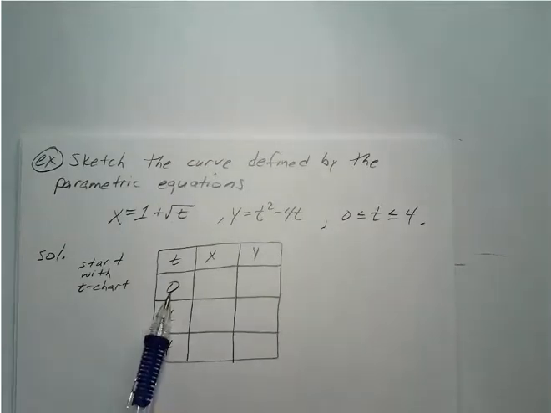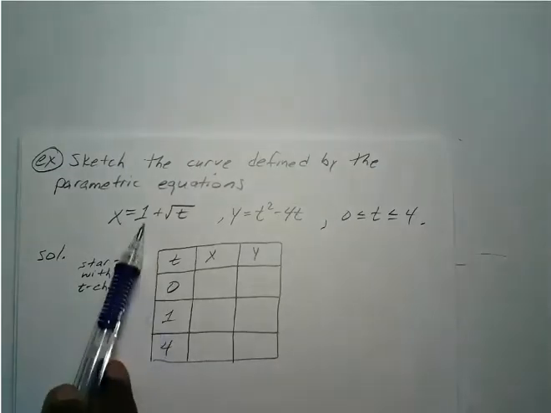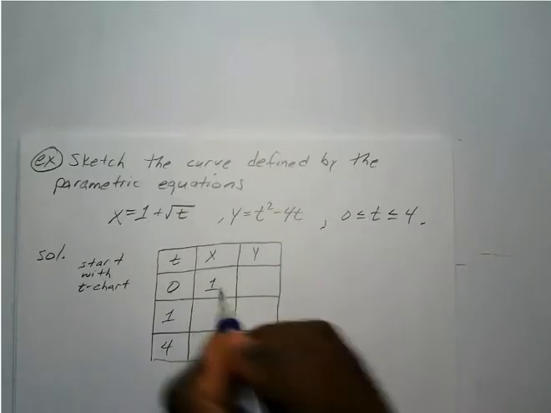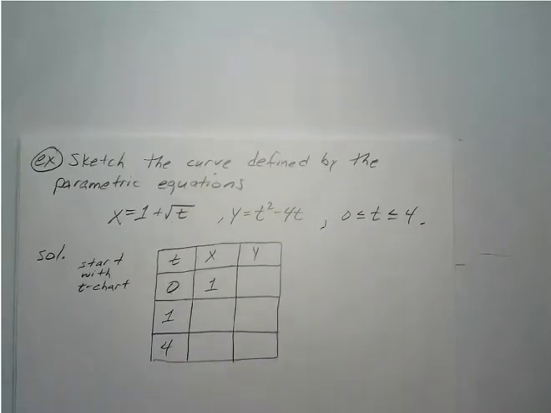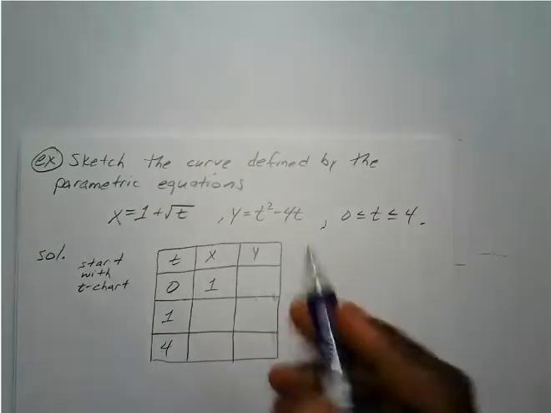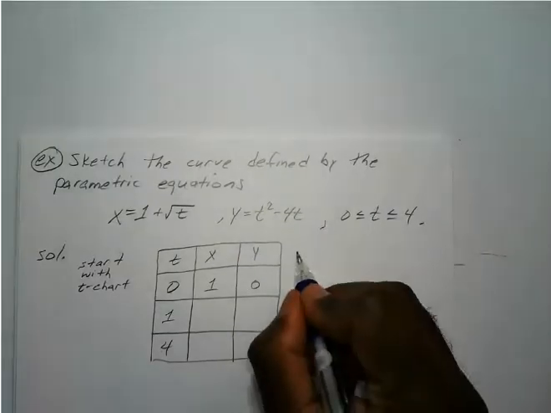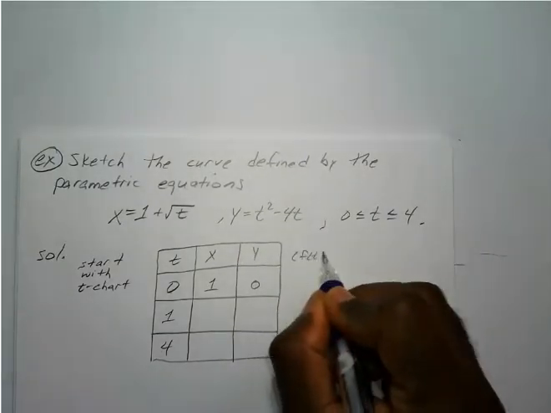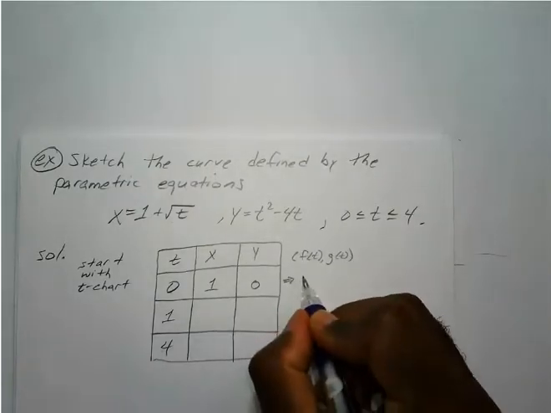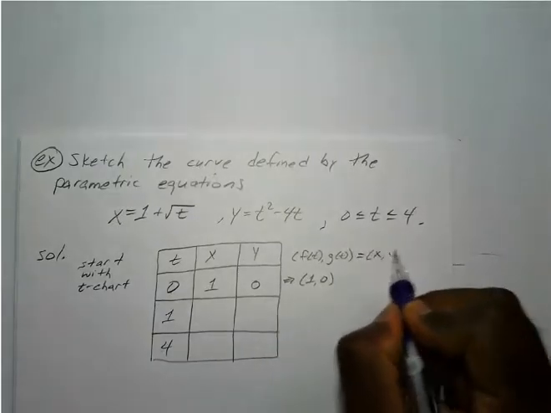Now we plug in t equals 0 to get our x and our y. When t is equal to 0, 1 plus square root of 0 is just 1 plus 0. So x is equal to 1. Plugging in t equals 0 for y: 0 squared minus 4 times 0 is just 0. So we end up with 0. That means our ordered pair f of t, g of t, this one just becomes 1, 0. Because remember, this is no different than our x, y.